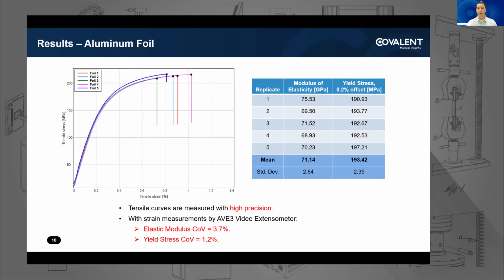Very similar story. You can see that the stress strain curves overlay very impressively, a very repeatable data set, with the elastic modulus coefficient of variation being 3.7% and the COV for the yield stress only 1.2%. So we were very happy with the quality of strain data coming from this instrument.